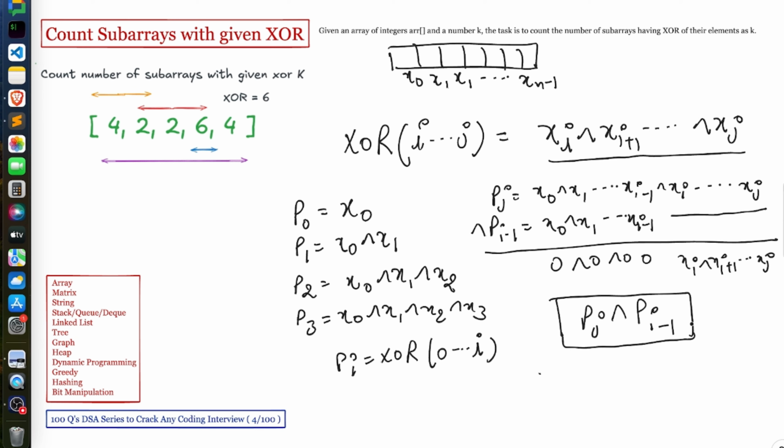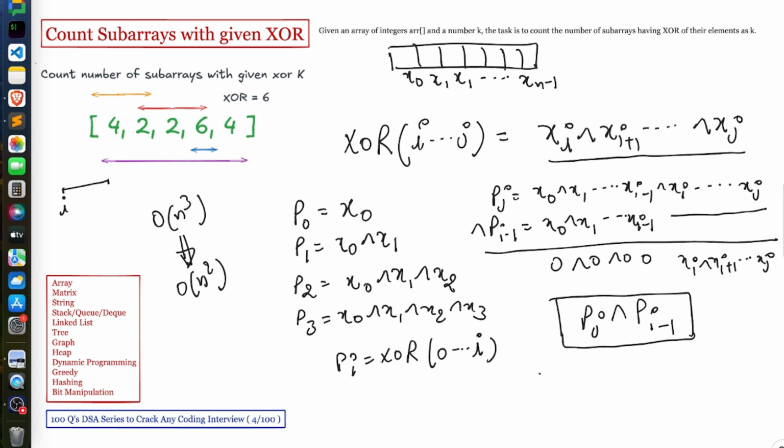Now if you remember, in our brute force order of n cube approach, the third for loop was to find out the XOR value of all the numbers from index i to j, right? So instead of using a loop, we will make use of this prefix XOR information. We know that the XOR value of all the numbers from index i to j is nothing but pj XOR pi minus 1. So now our complexity is reduced to order of n square from order of n cube, because we are still going through each possible subarray.